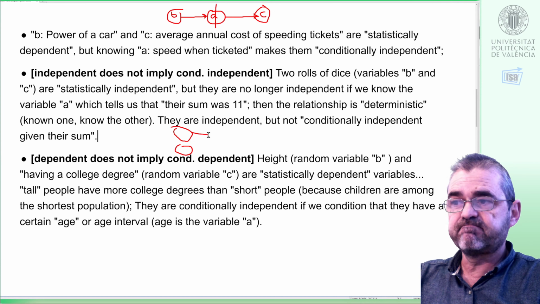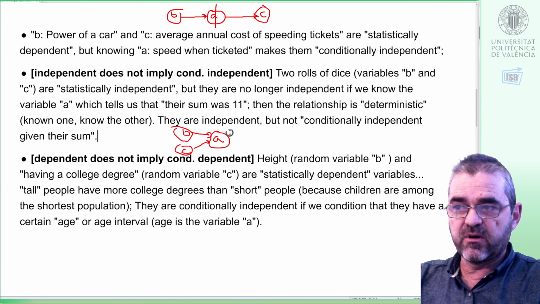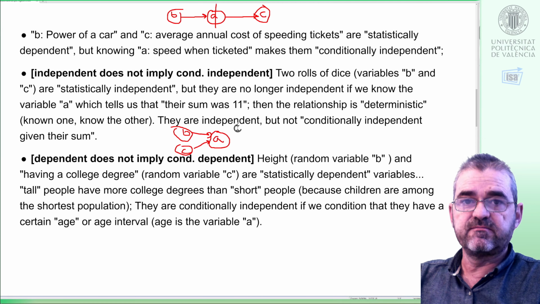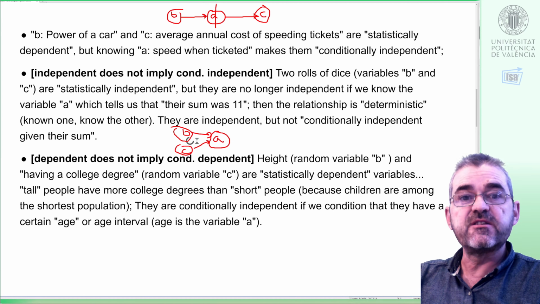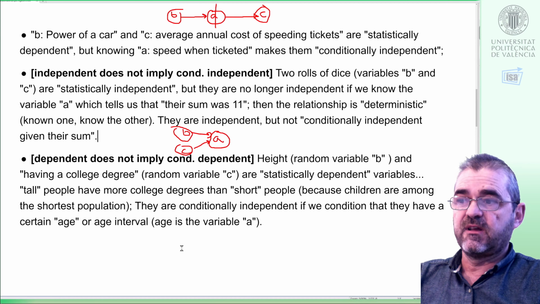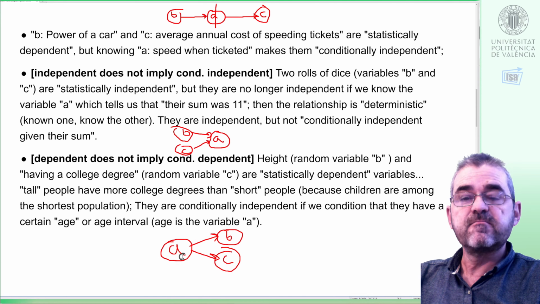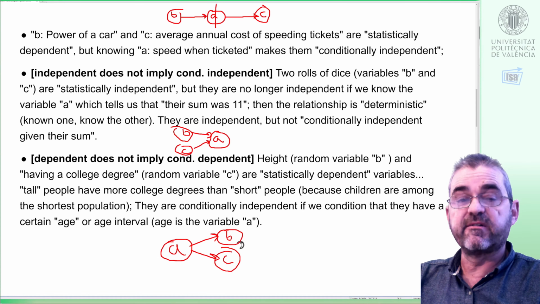The rolls of dice can be explained like this. They go on their own, but okay, they both influence the sum. So knowing A changes my belief on the relationship between B and C. They are no longer independent. And last, we have a diagram like this where age, A, influences height and education, explaining the positive correlation between them. Good. So we'll finish with this.